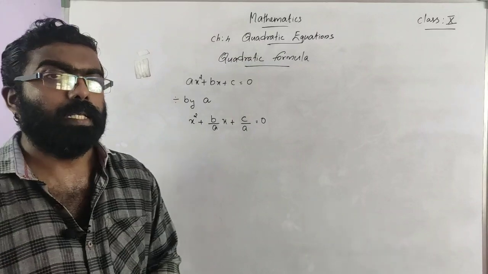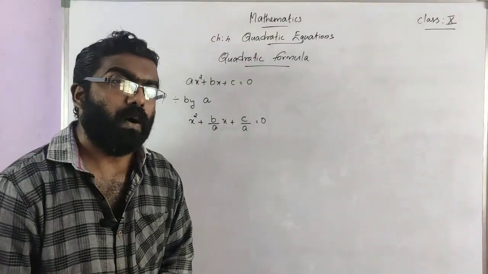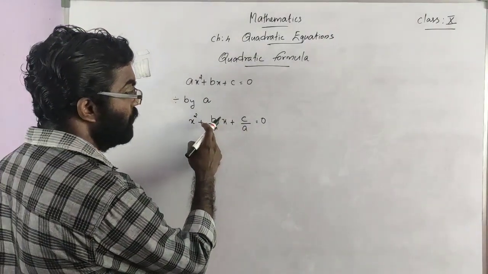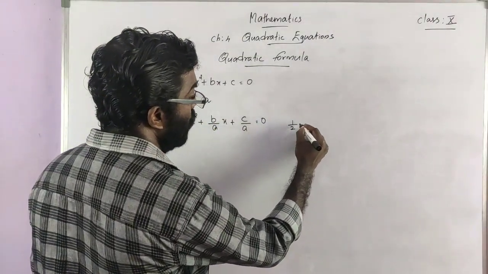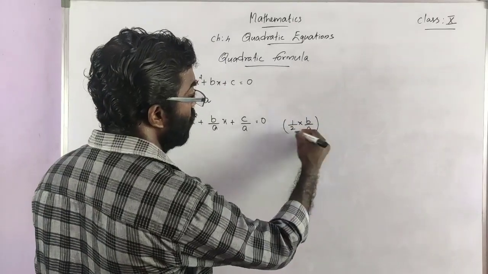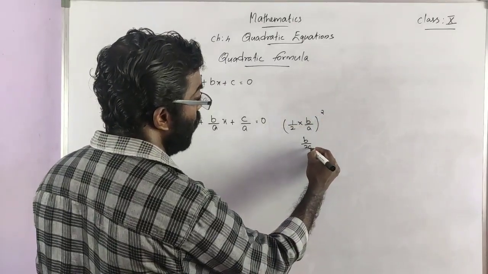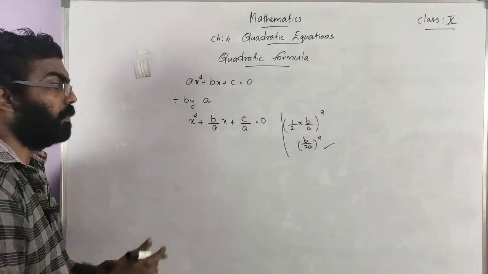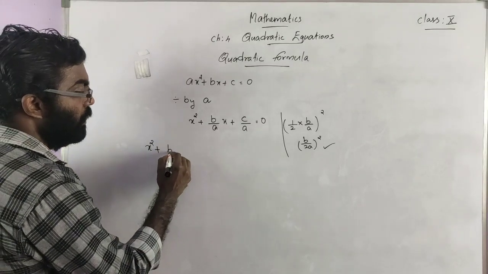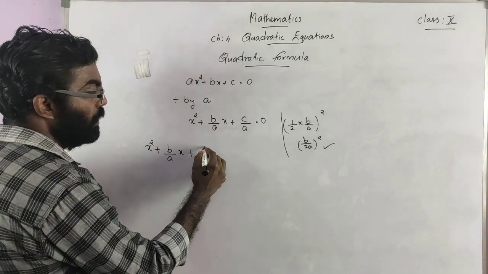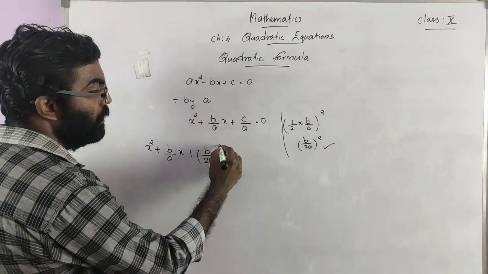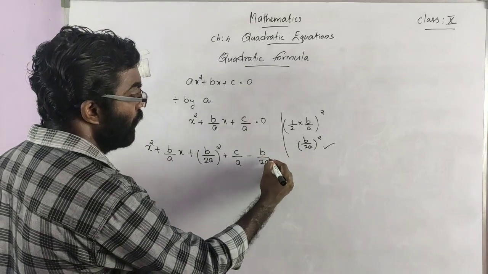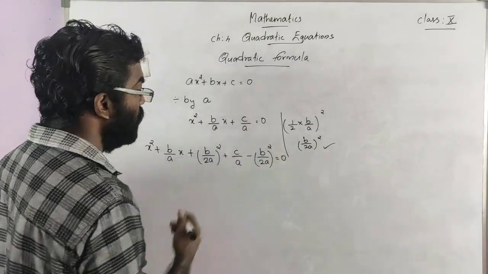Now the second step is add and subtract half into coefficient of x the whole square. Here the coefficient of x is b by a, so 1 by 2 into b by a the whole square, or we can say b by 2a the whole square. This quantity we can add and subtract. So x square plus b by a into x plus b by 2a the whole square plus c by a, and finally minus b by 2a the whole square, which is equal to 0.